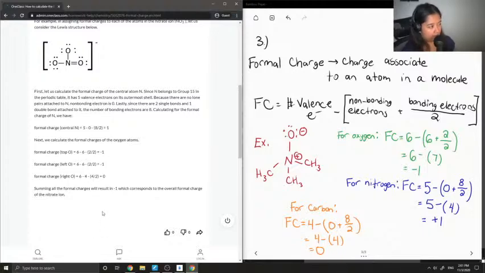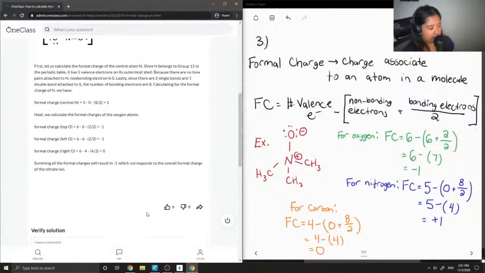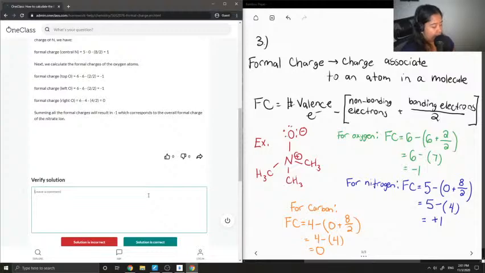So then they took the sum of all of the formal charges that they got, so +1, -1, -1, and if you add it all up, you get a resulting charge of -1 for the entire molecule. So this corresponds to the overall formal charge of the nitrate ion. That was a good example and explanation, so this solution is correct.